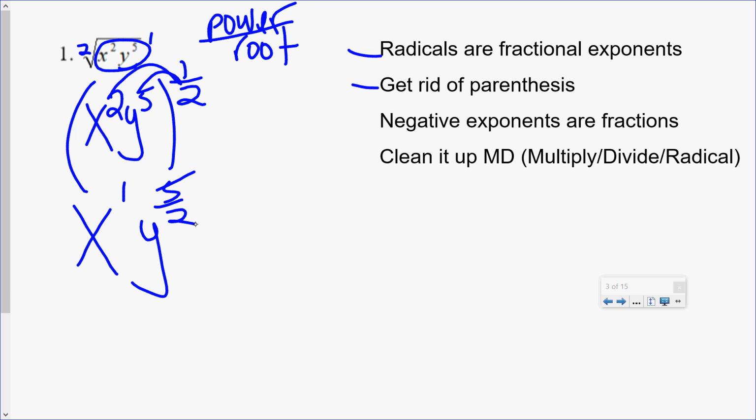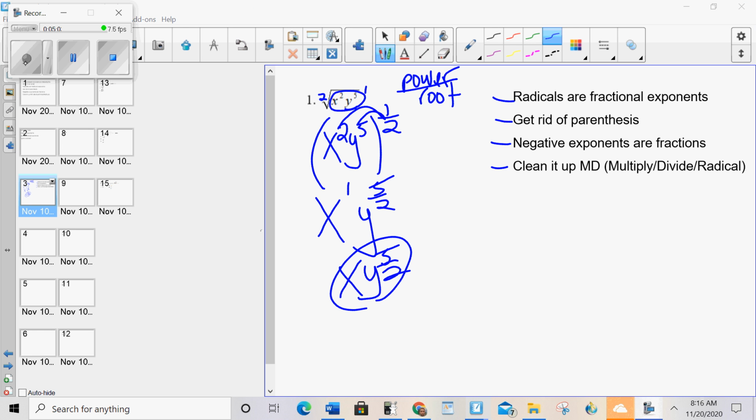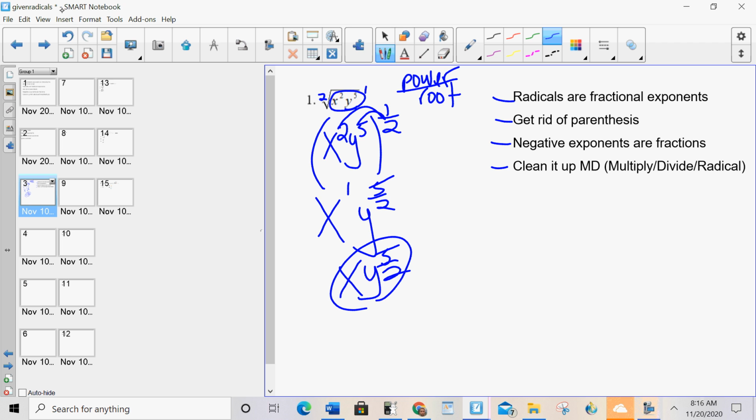Negative exponents are fractions. No negative exponents. Clean it up, MD. There's not much to clean up here. X to the first power is just x. And that is your answer. Someone just walked in, but it looks like we're done with the problem. One thing I was going to mention, if it's multiple choice, it's possible that they might put the y to the 5/2 back into the radical, but we're not going to worry about that.